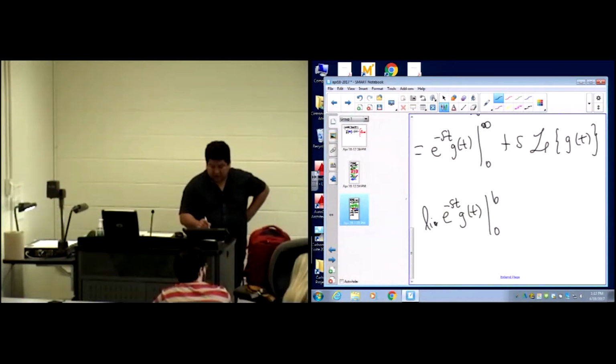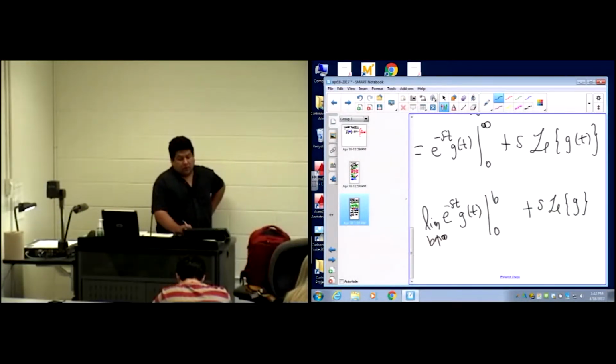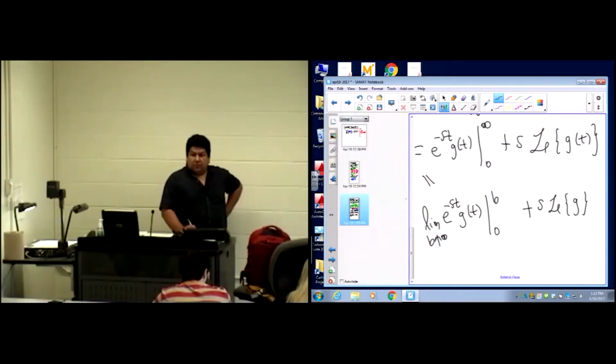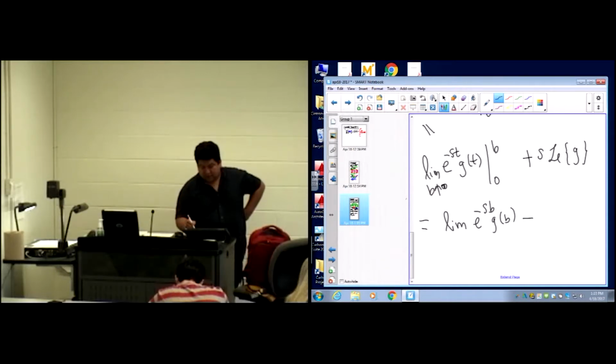This is equal to, which means that this becomes the limit of e to the minus st, say e to the minus sb g of b, minus this evaluated at 0. It's looking like e to the 0 g of 0. This would also take the limit as b goes to infinity, plus s Laplace of g. e to the 0 is 1, g of 0 is 0. That doesn't depend on b.